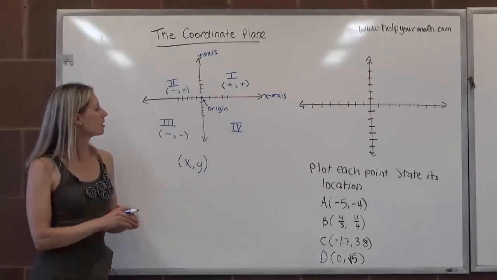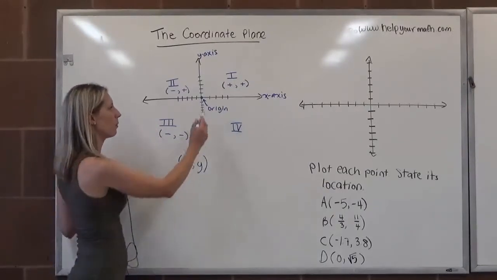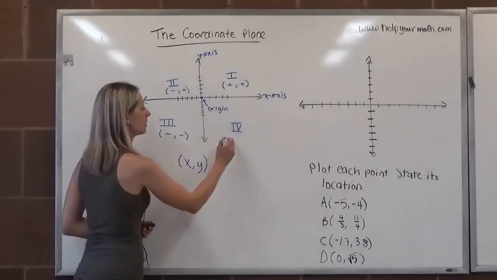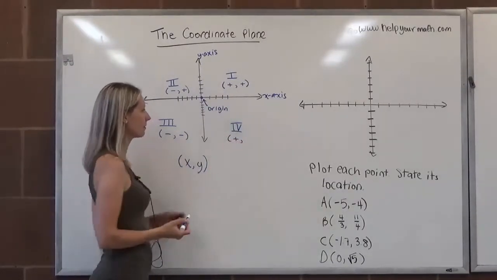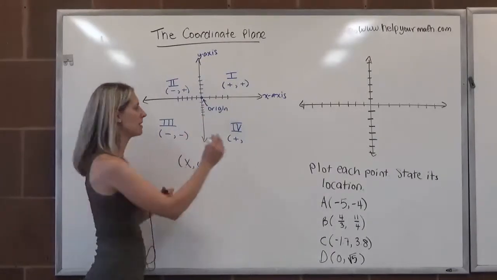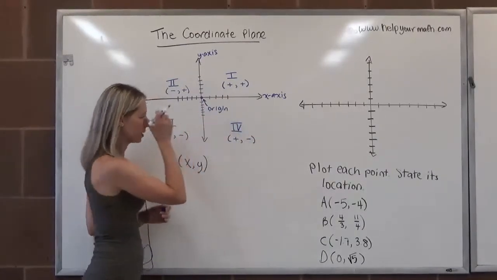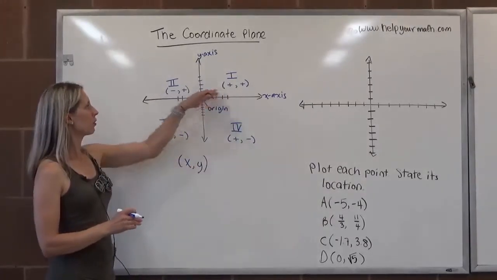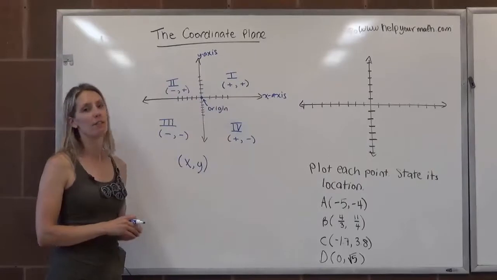And last but not least, quadrant 4. So to get to quadrant 4, I would move to the right. That's moving in the positive direction for x. So the x-coordinates here in quadrant 4 are positive. And to get to quadrant 4, I would have to go down from the x-axis. That would be moving in the negative y direction. So each of those would have a negative y-coordinate. So that's what the coordinates will look like in the different quadrants.